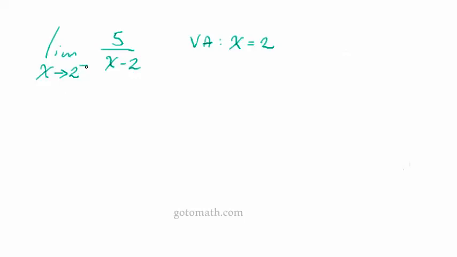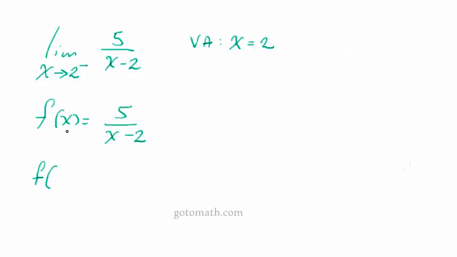Okay, we're coming in from the left hand side. The question is, what is this thing doing? Is it going to positive infinity or negative infinity, since we're approaching an asymptote? That's the question. What you can actually do is, we'll say that f of x is equal to 5 over x minus 2, and do a lot like we did when we did this numerically.